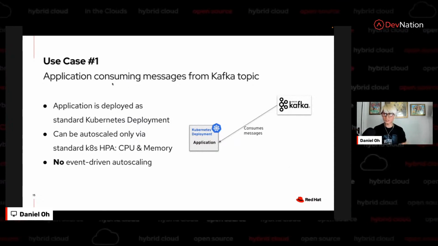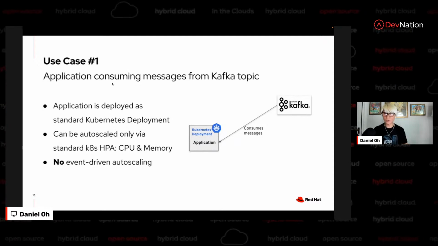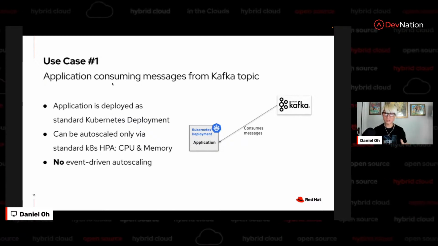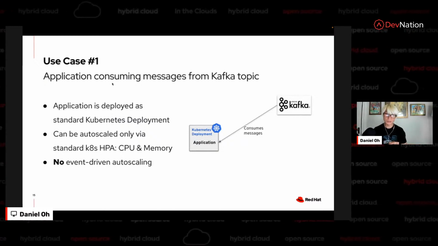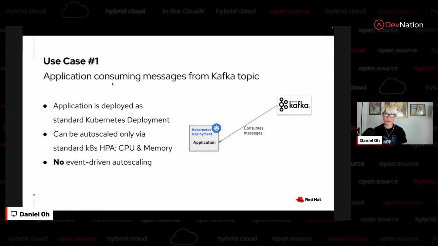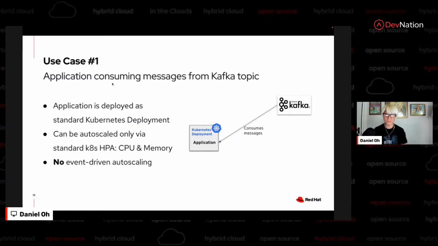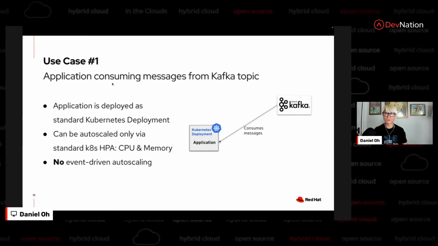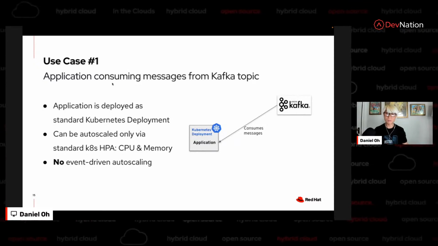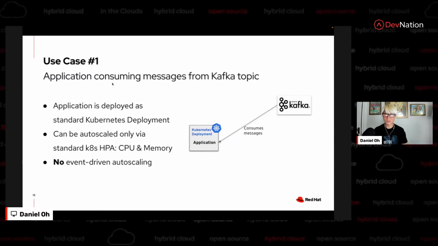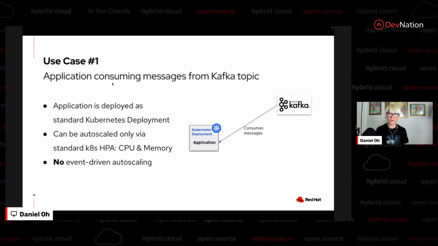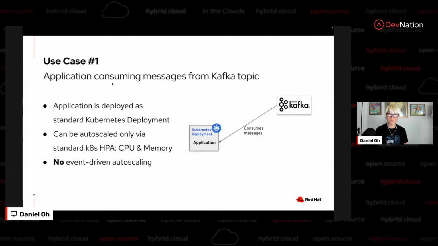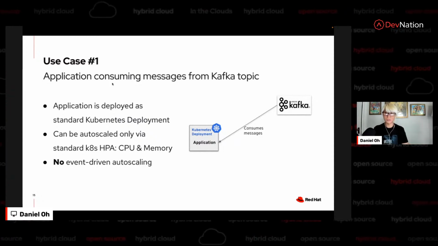So the first use case. We're going to try to autoscale a standard application based on HPA using CPU or memory utilization, but this is not event-driven autoscaling. The reason I want to showcase it is to help understand the difference between event-driven autoscaling and the standard autoscaling, even if the application consumes event messaging from a Kafka topic.